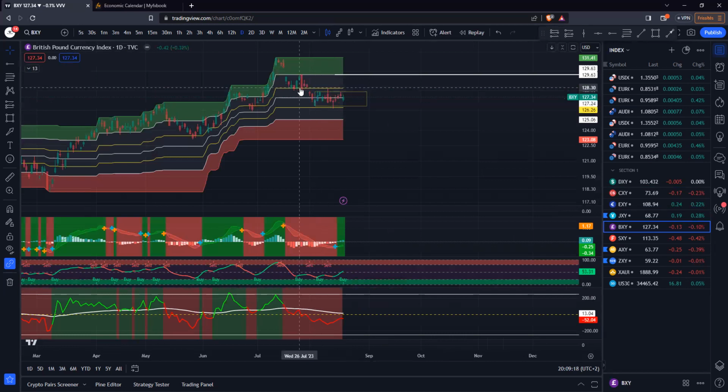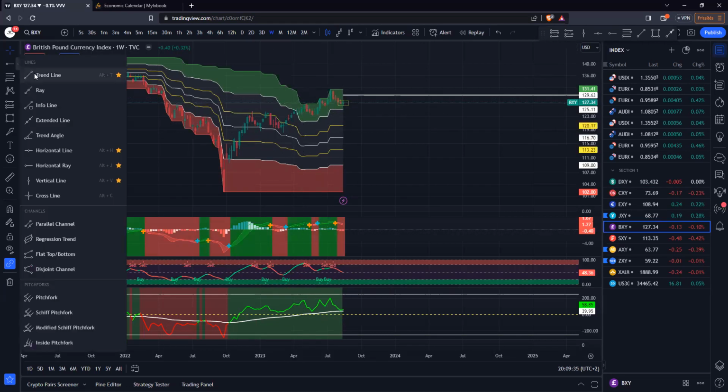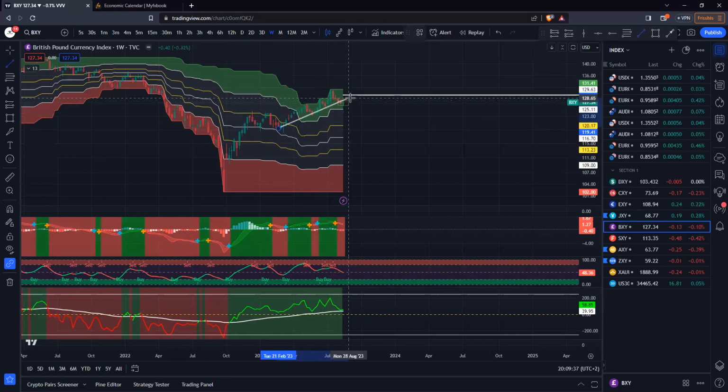And the BXY, we have a sideways move. I would like to say, let's break the box first, and then we can see another movement. And in this case, I would say let's go down. Here is also a channel movement right there, which is not broken yet. That's what I want to see first of all.